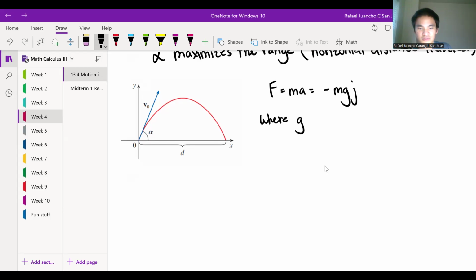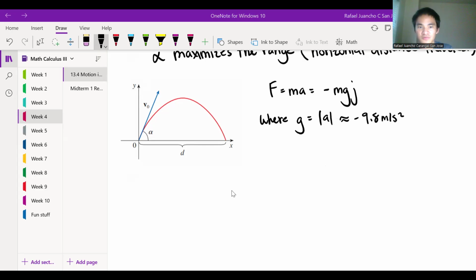We're saying g. So where in the world did g come from? It's actually just the absolute value of a, which is approximately 9.8 meters per second squared. So that's gravity.